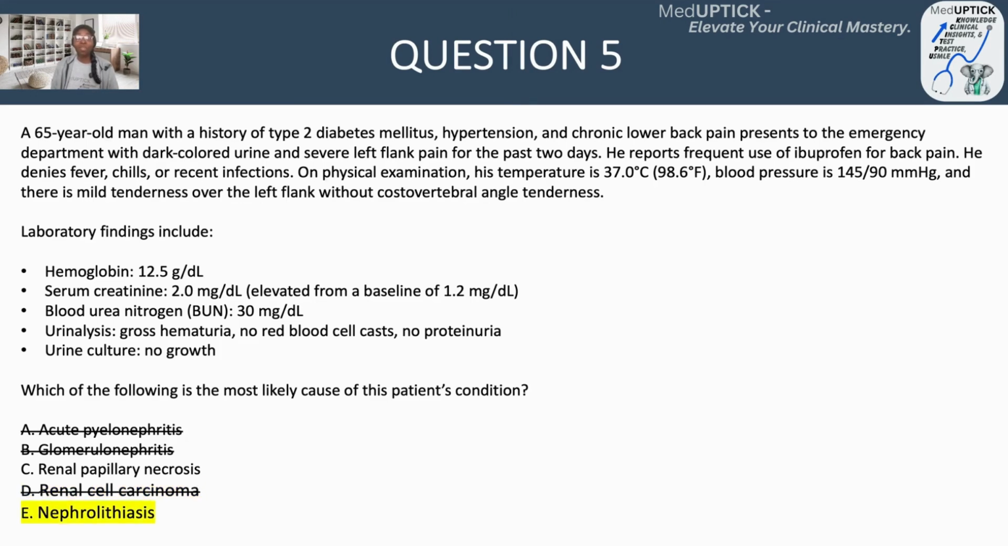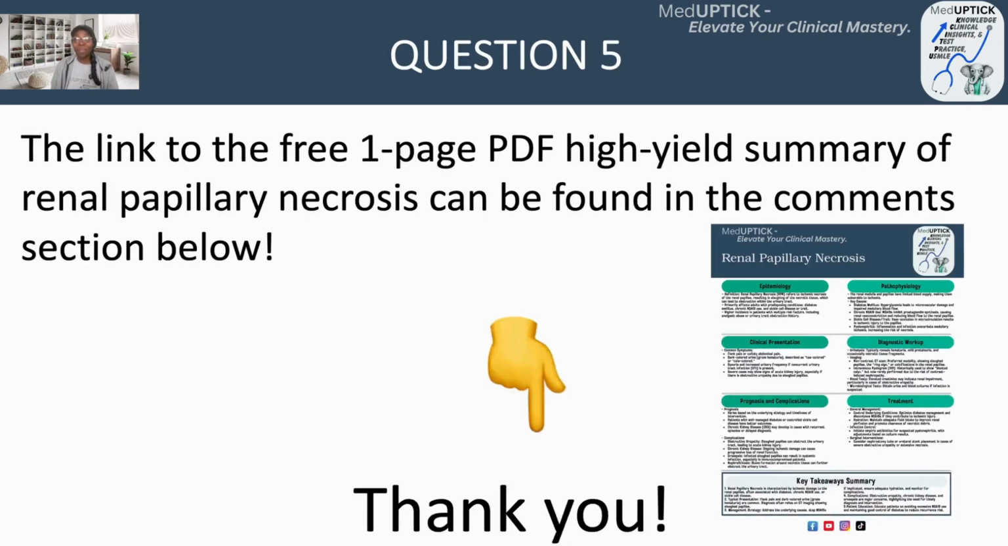And E. Nephrolithiasis. Kidney stones are a common cause of hematuria and severe flank pain, renal colic, that often radiates to the groin, testicle, or labia, associated with nausea and vomiting. However, the history of NSAID use in the vignette and the lack of imaging evidence for stones favor renal papillary necrosis instead. In conclusion, C, renal papillary necrosis is the best answer for this clinical vignette, concluding this USMLE-style deep dive walkthrough.